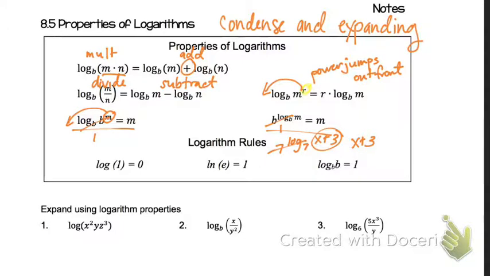Three things: anytime you have a log of 1, it's always 0. Also, that is true for natural log of 1. That's what ln is. It's called the natural log. And if your base matches the number inside the log, then it becomes 1.